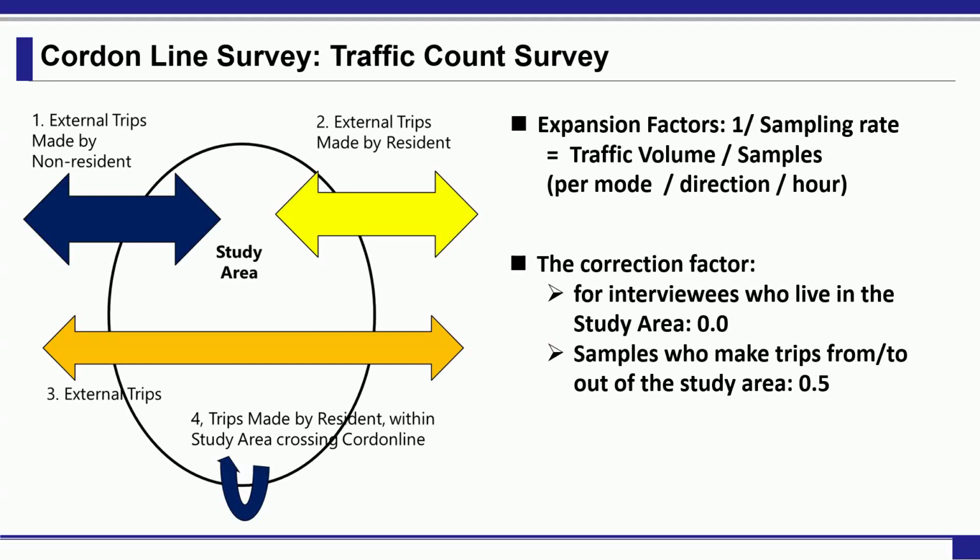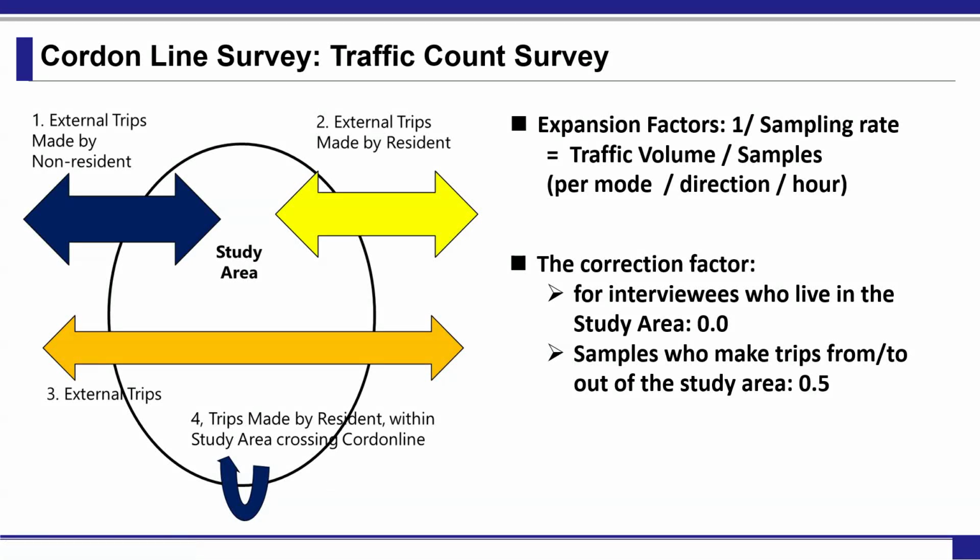Maybe the results also need to be shared specifically. So I would like you to share the actual traffic survey data. Then the last one is the trip by residents, within the study area, crossing the cordon. But if it is made by the residents, such kind of trips also will be deleted from the data.